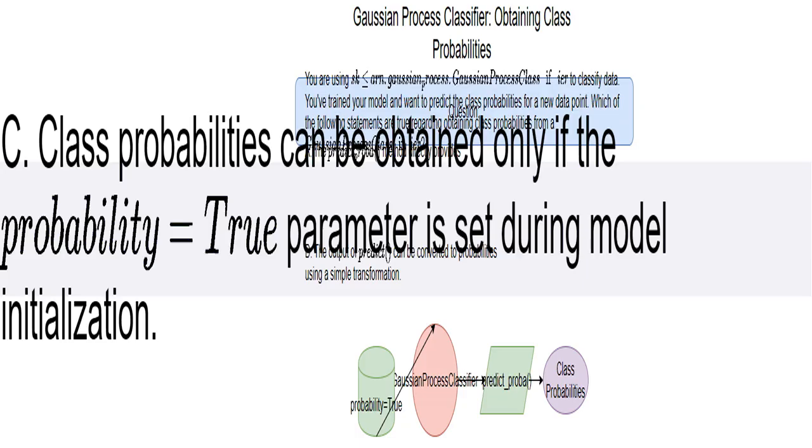This is the core question. I'm asking you to identify the correct statements about getting class probabilities from a Gaussian process classifier in Sklearn, a popular machine learning library. Think about the methods you use to make predictions and how you get probabilities. This statement is crucial. To get class probabilities, you must set the probability parameter to true when you create the Gaussian process classifier object. It's like flipping a switch. Without it, the ability to calculate probabilities is simply unavailable. If you forget this step, the predict_proba method won't work properly.